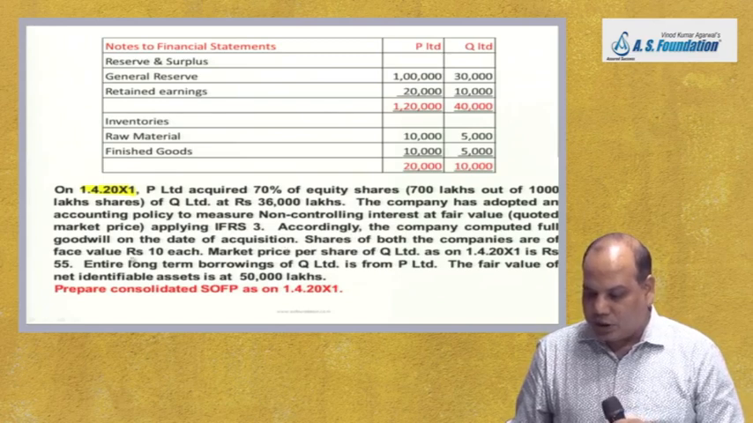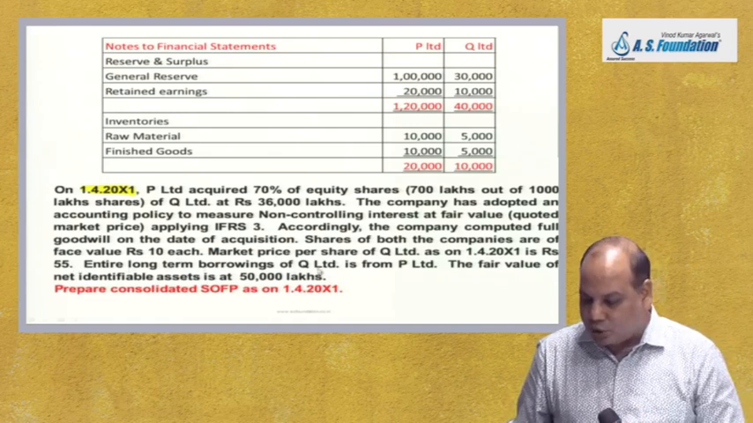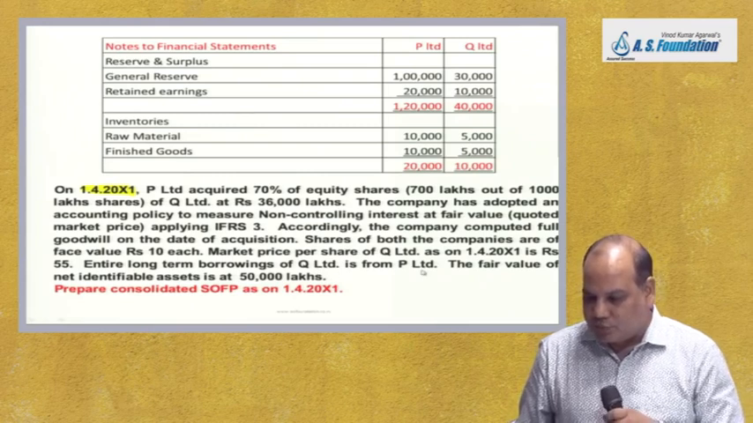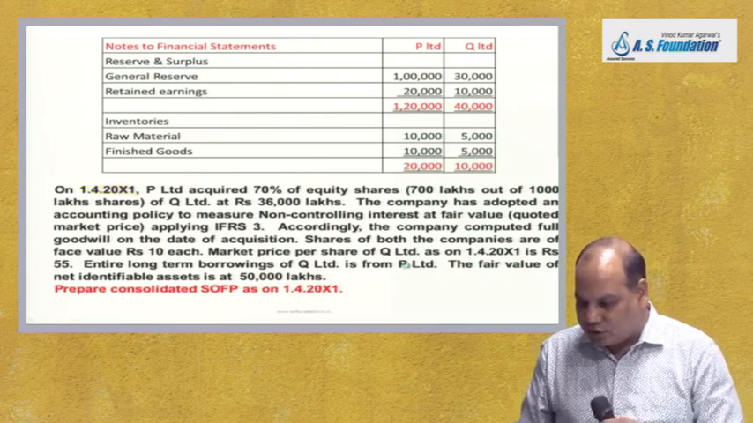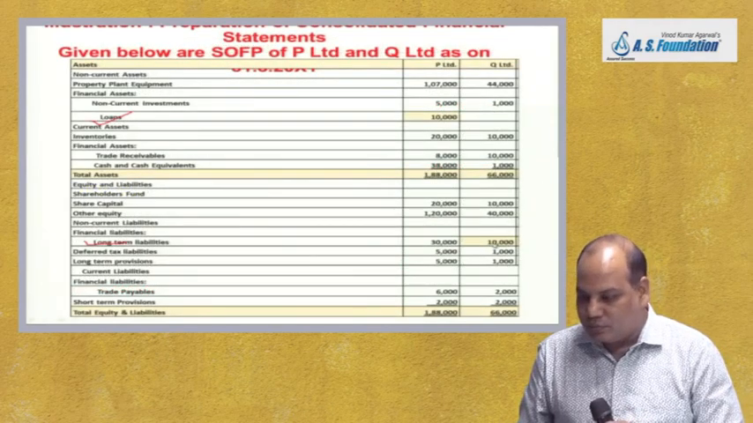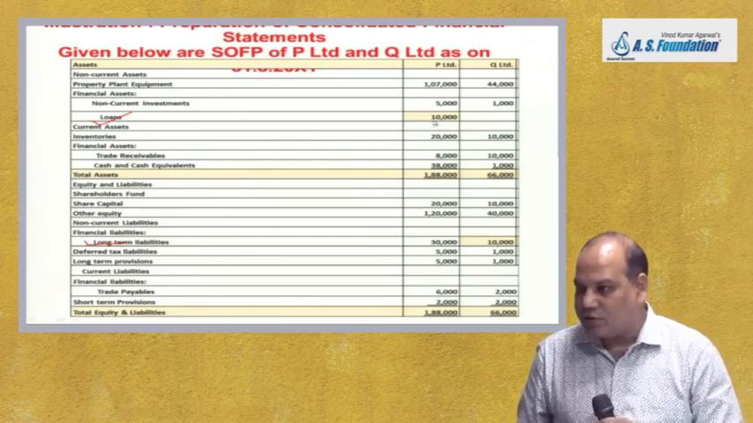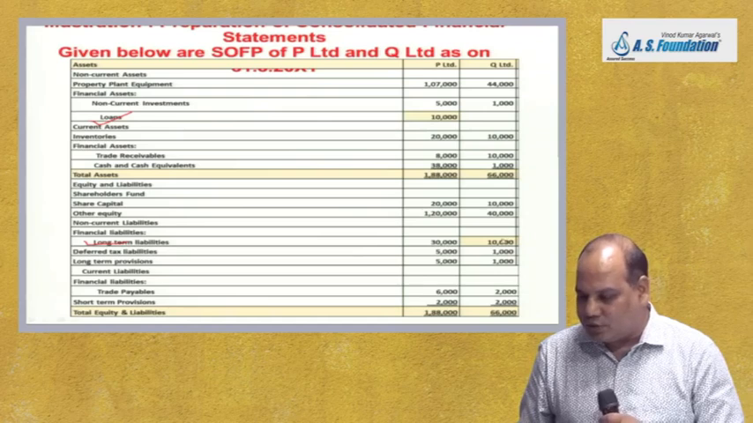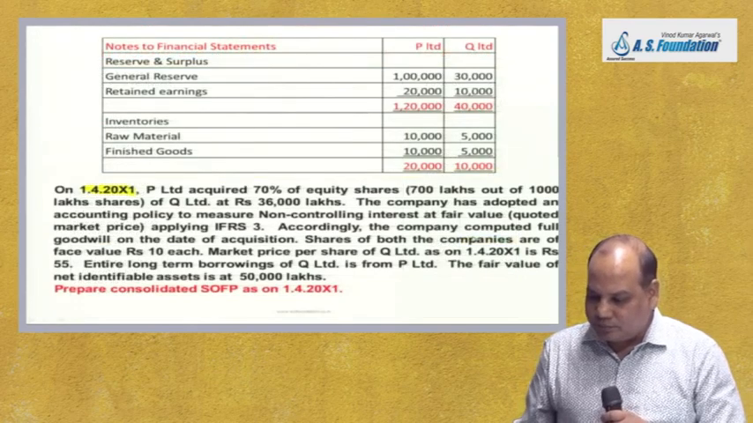Shares of both companies have a face value of rupees 10 each. Market price of Q on 1/4 is rupees 55. Now it is written that the entire long-term borrowing of Q Limited is from P. So I am going to the previous slide to check how much that figure is. Entire long-term borrowing of Q means 10,000 is from P, means this 10,000. So this 10,000 which I have highlighted, we will cancel. That is the only adjustment you have to do, like the previous problem.